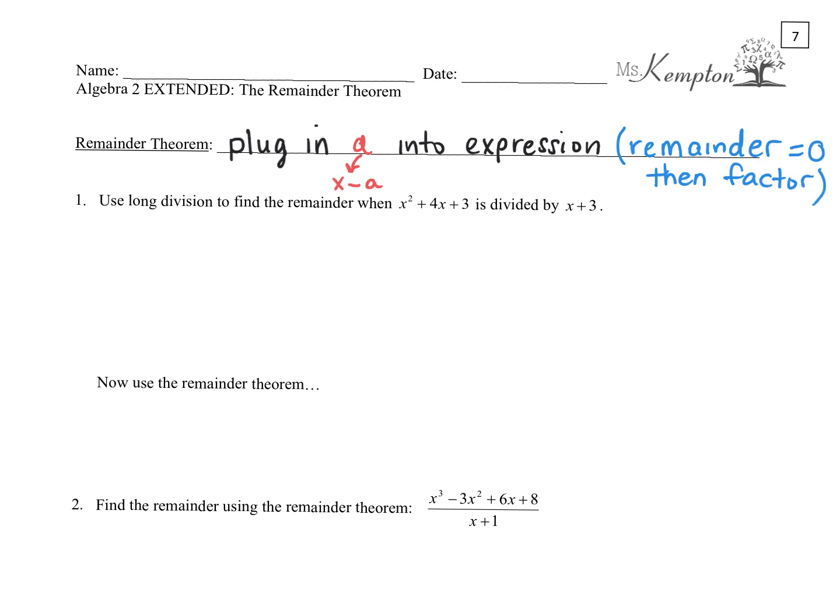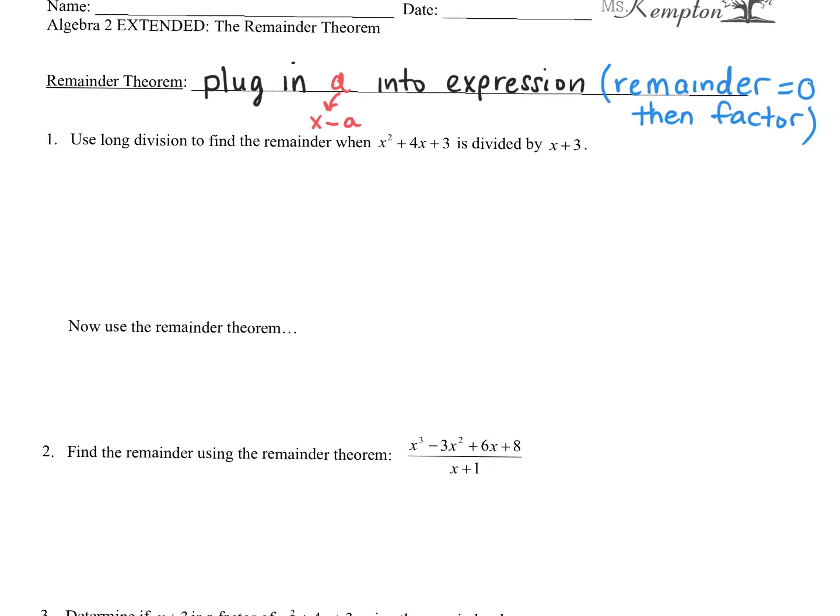So for question 1, it says use long division to find the remainder when x squared plus 4x plus 3 is divided by x plus 3. So in this case, we're just going to go ahead and do a little bit of review to actually find our remainder. So x squared plus 4x plus 3, and we are dividing by x plus 3.